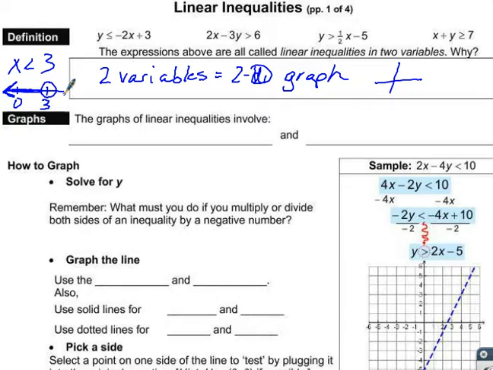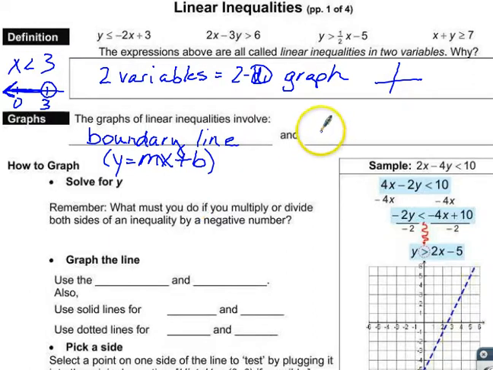The graphs of linear inequalities involve a boundary line, which is your y equals mx plus b that you come up with. And it's also going to have a region. It's going to have a solution region, which you're going to show by shading.